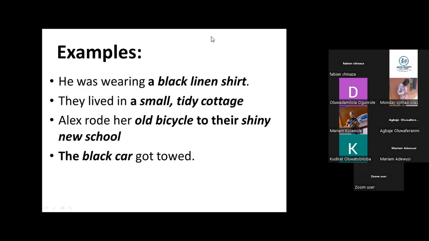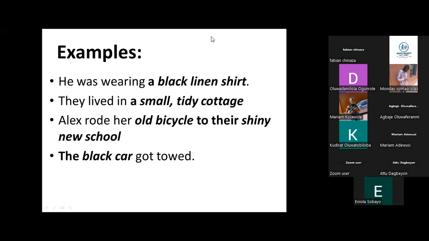For number one, he was wearing a black linen shirt. Now, a black linen shirt is functioning as an object of the verb wearing. Now, if you look at the composition, a black linen shirt, our head word there, the noun we are talking about there is shirt. We could say he was wearing a shirt. But for us to have a better knowledge, because we want to modify, we want to talk about the shirt, the quality or what it is made of, and the color.